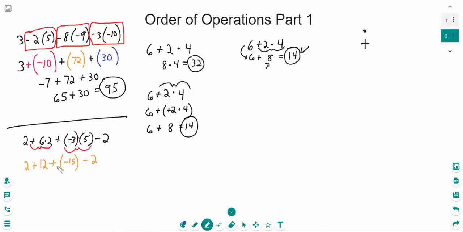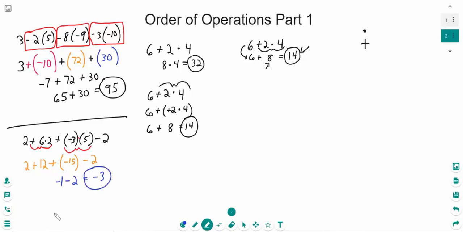14 plus a negative 15. All right, so remember how we do this addition with negative numbers. 14 plus a negative 15. All right, that's going to be what? Negative 1, right? Plus our negative 2, which is going to equal negative 3 as our final answer.